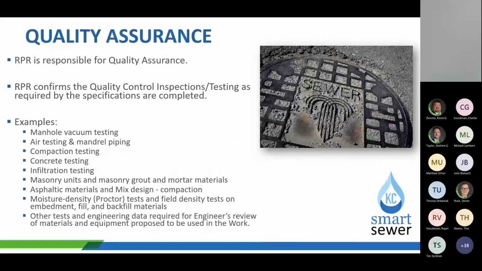So the quality assurance, that's where the RPR comes in. They're responsible for the quality assurance. As we highlighted in class 3, there's a number of testing items, showing some examples here. But as QA, just make sure that you're confirming the QC inspections and testings are being completed.